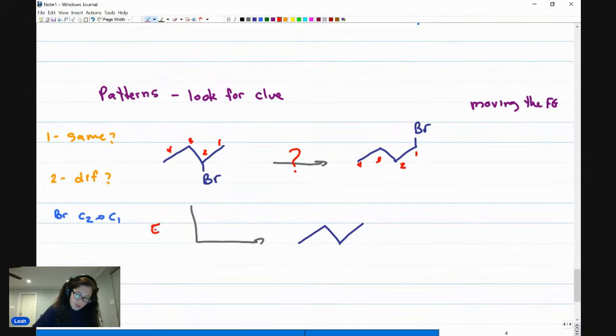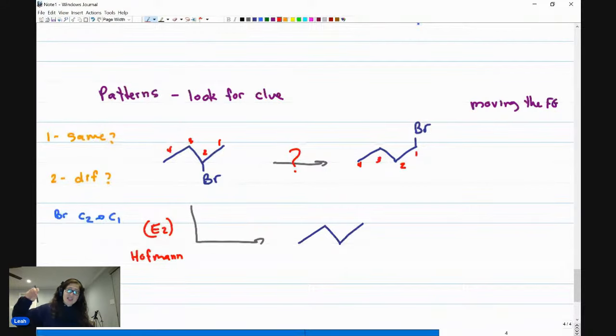This would be an E2 reaction, but specifically I need the Hofmann product because I want the less substituted, less stable pi bond, which is not the Zaitsev product. The Zaitsev product would put the pi bond right here. More stable, not helpful in this situation. Knowing that I need the Hofmann product, I specifically want to use something like KOtBu, potassium tert-butoxide, in HOtBu, tert-butanol. And this could be written in many different ways. At heat, just to make sure the reaction takes place.